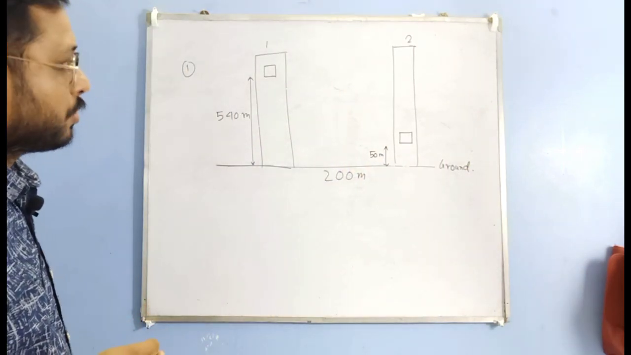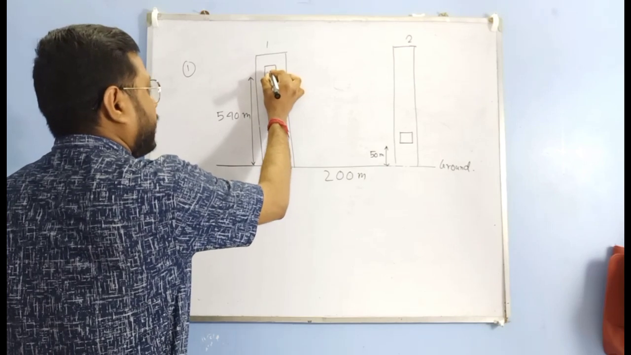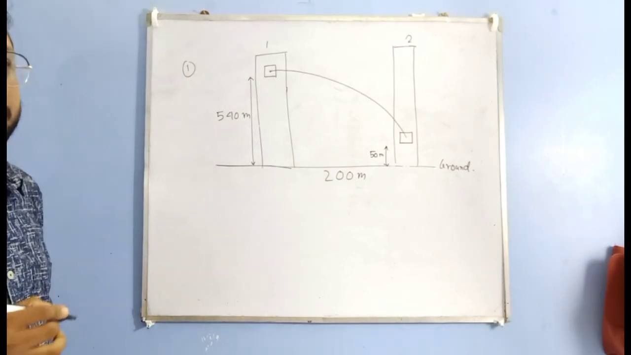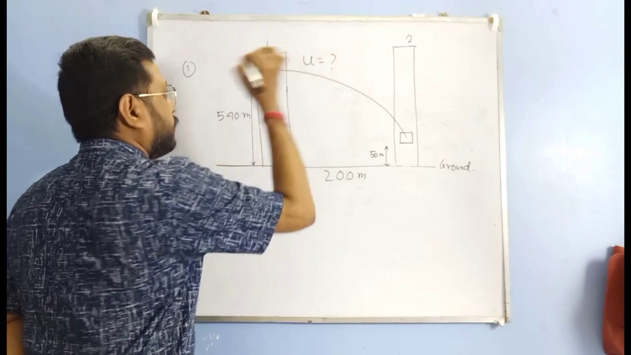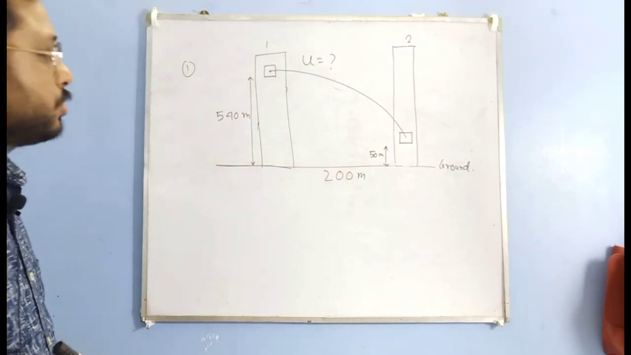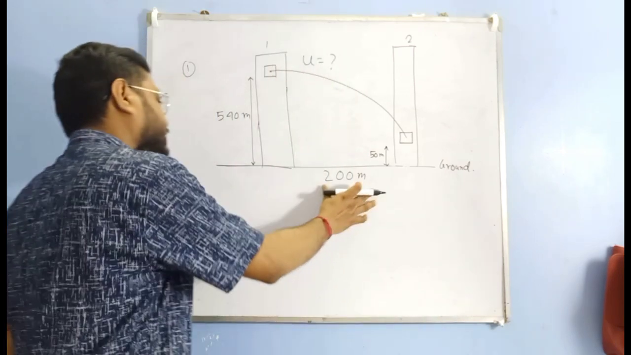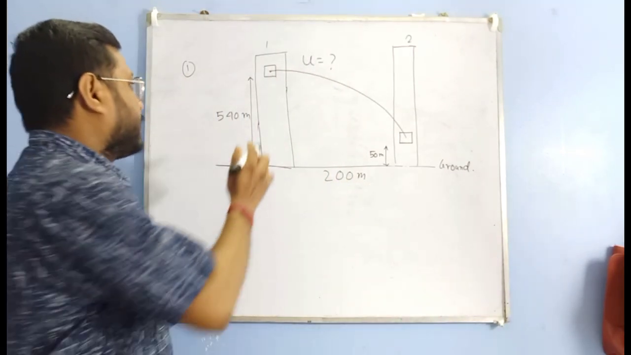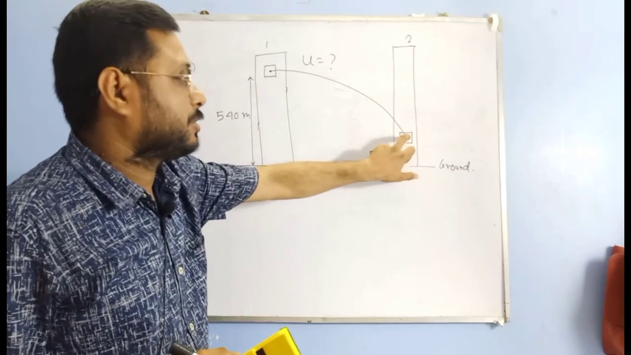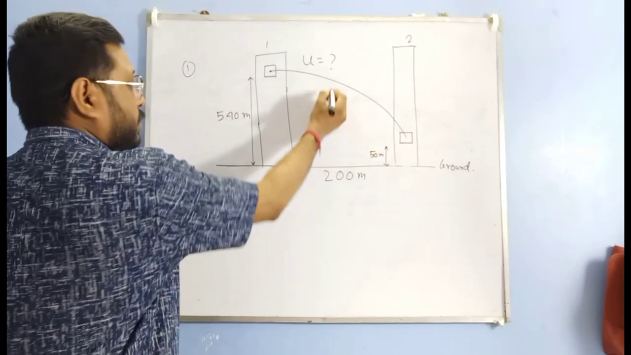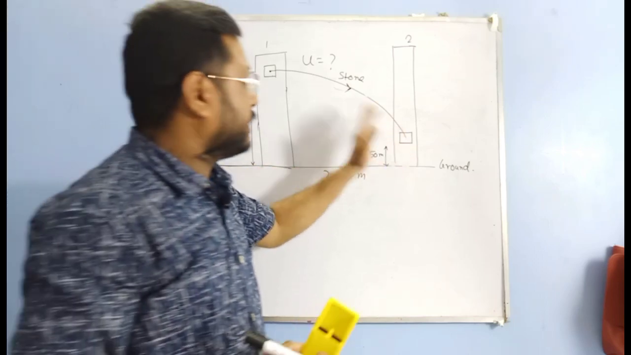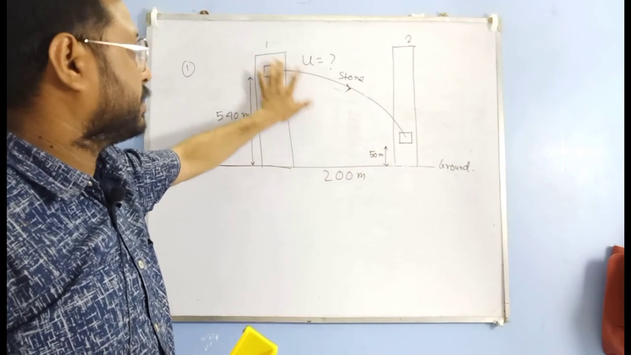If someone wants to throw a stone so that it can enter the second window, then what is the initial velocity of the stone? I repeat the question again. There are two buildings, building 1 and building 2, which are separated by a distance of 200 meter. If someone is very naughty, he wants to break the glass of this window, so he takes a stone and throws it on this window. Then what must be the initial velocity of the stone?